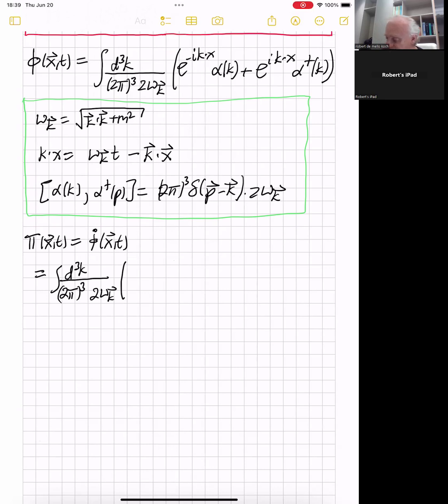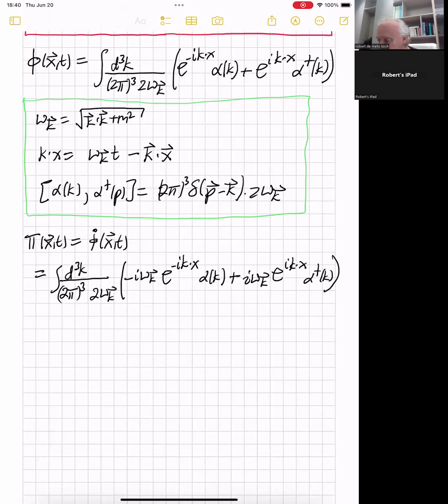We've got a minus i there. So for the first term, we'll have a minus i omega k. So this is by differentiating the first term with respect to t. And then we've got an e to the minus i k dot x alpha of k. And then for the second term, again, the exponential has time dependence. So we'll get i omega k times e to the i k dot x times alpha dagger of k. Good. So that's what pi of x comma t looks like.